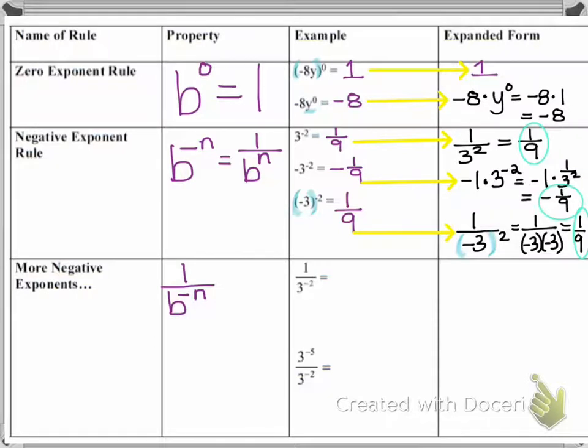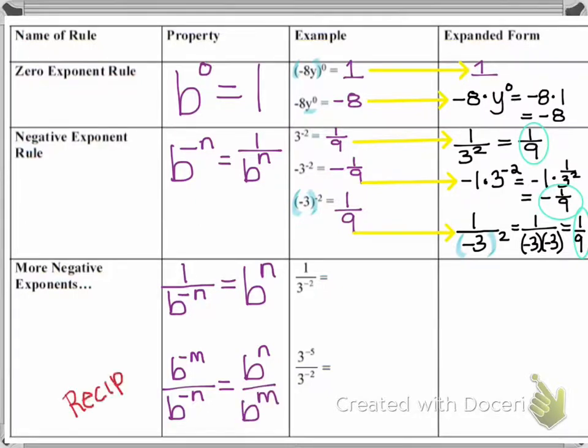Now I have 1 over b to the negative power of n. So now I still have a negative exponent, but now it's in the denominator. Well, that just becomes b to the power of n. And there's another rule we're going to look at. b to the negative m power over b to the negative n power becomes b to the positive nth power over b to the positive m power.